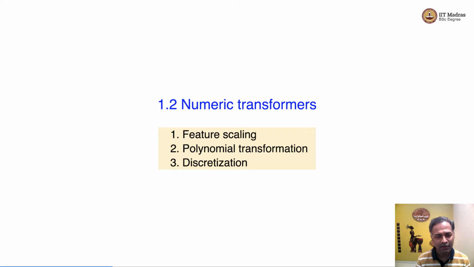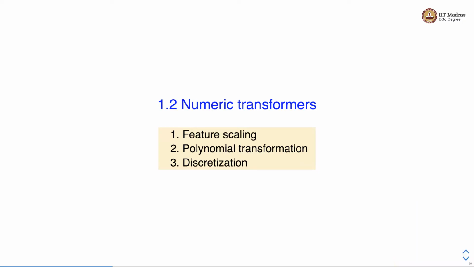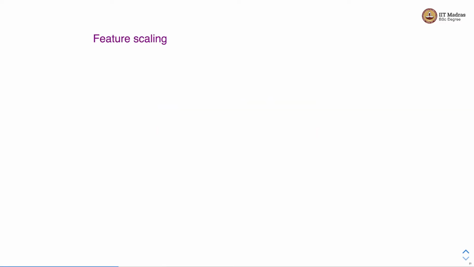In this video, we'll discuss numeric transformers in the data preprocessing. Numeric transformers are applied on numerical features. There are three types of transformers. The first one is feature scaling, second is polynomial transformers, and the third one is discretization transformers. Let's look at feature scaling.